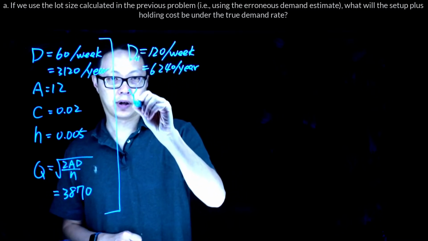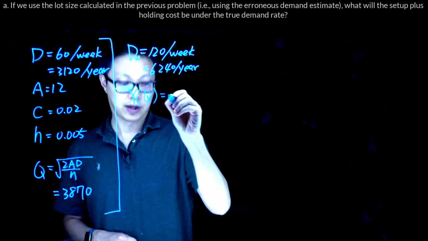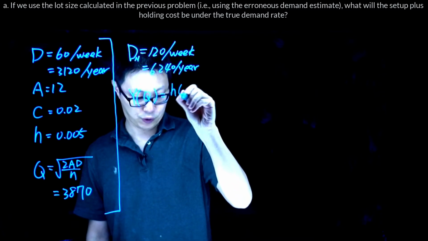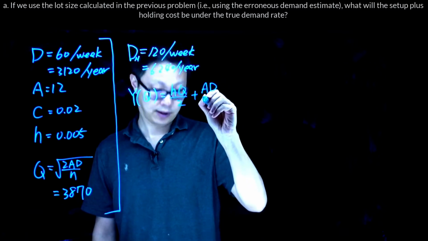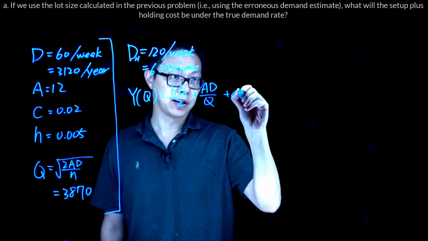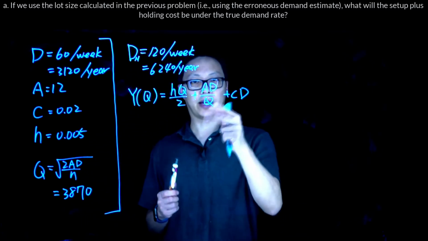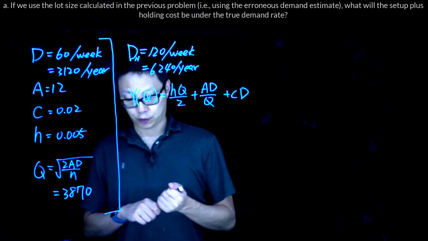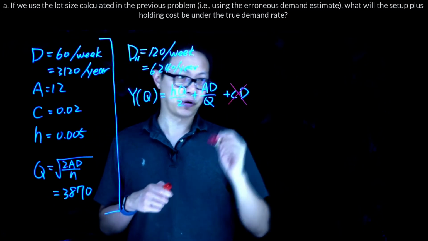So remember the cost formulation. Y(Q) is equal to H times Q divided by 2 plus AD divided by Q plus CD. The first term here is the holding cost, the second term is the setup cost, and the third term is the product cost. But since the problem description only mentions the setup and the holding costs, let's ignore this third term for this particular problem for now.